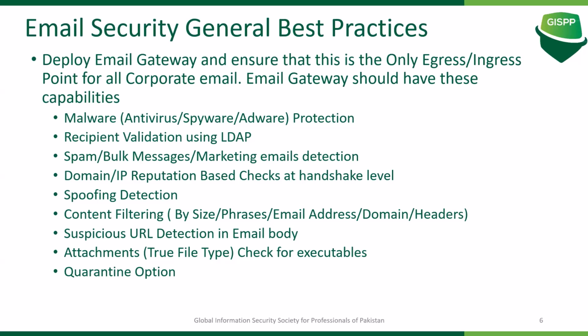Okay, then any email gateway should also have content filtering by size, by phrases, by email addresses, by domains, or by headers. By headers means any specific header. For example, you're looking for some spam mails that have certain headers, so you can look for those headers also. Or based on some headers, you can do some actions.